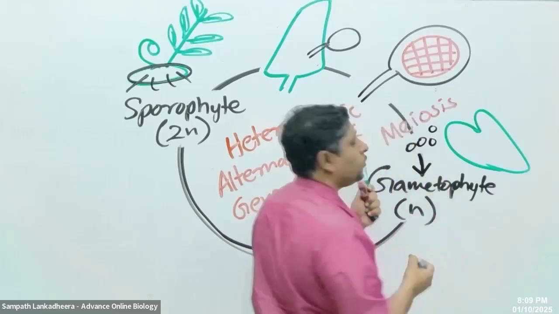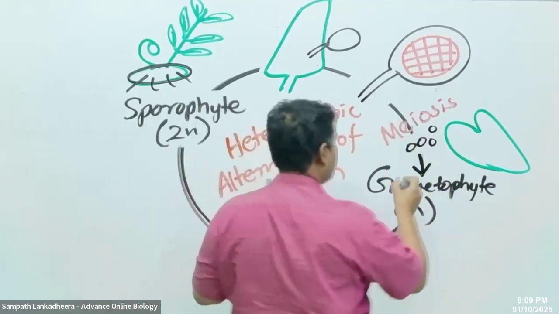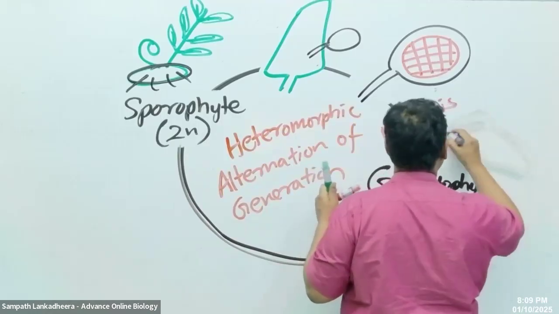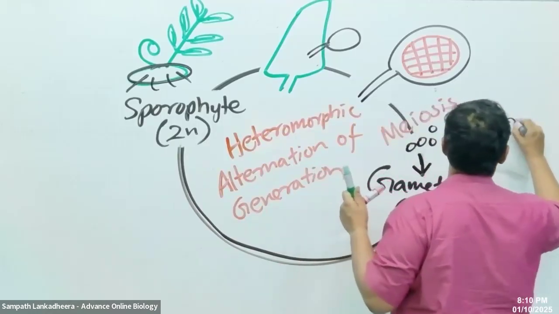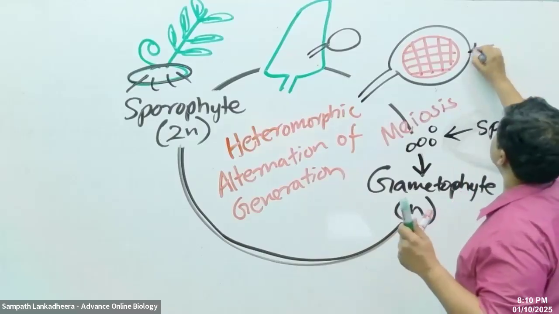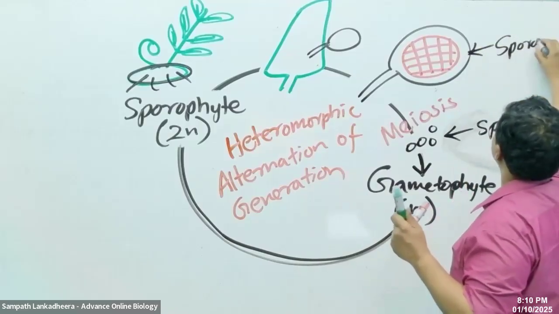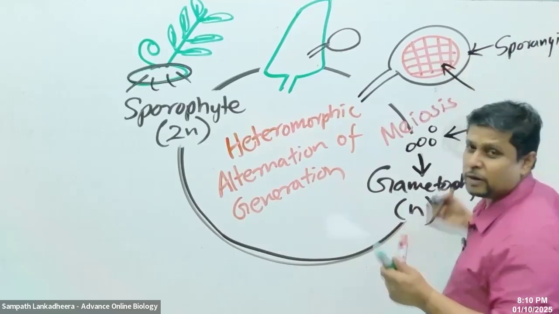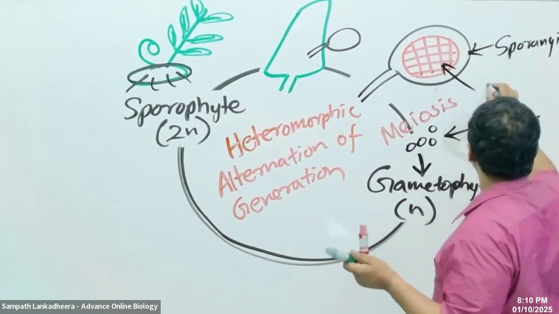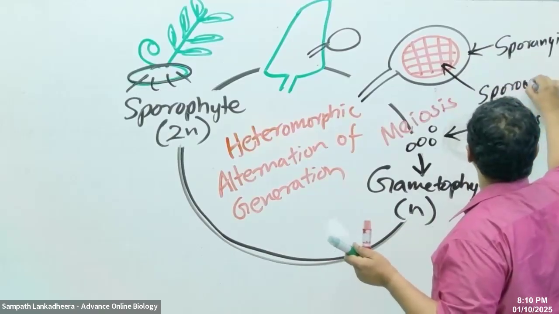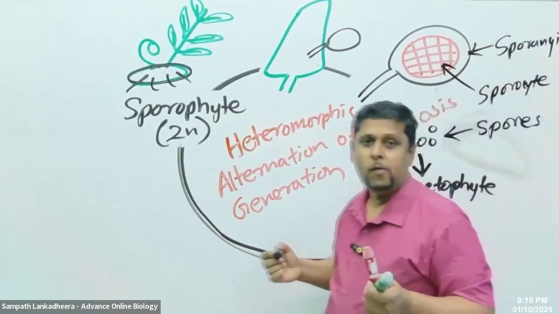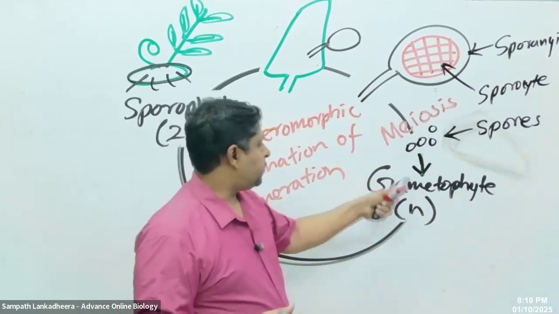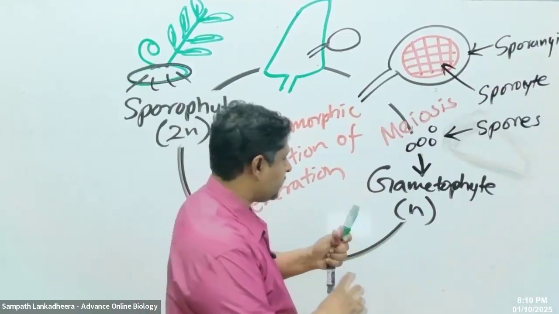Spores germinate and then form the gametophyte. This is the sporangium. Inside are spore mother cells. What do you call spore mother cells? Sporocyte, or the spore mother cells. They undergo meiosis and then produce spores. Spores germinate and then form the gametophyte.